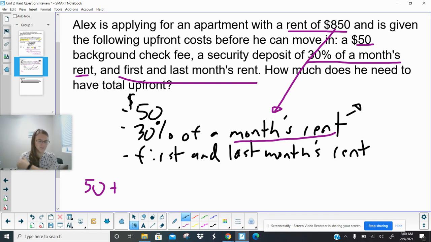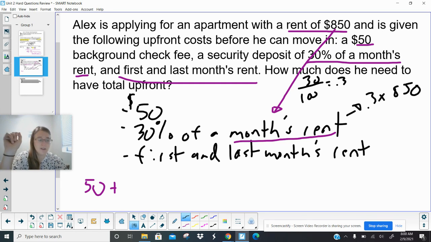Actually, I want you to go ahead and try it. 30% of 850. What should that be? Guys, again, we really should have down how to work with percents by now. 0.3 times 850. That is 30% of 850. 0.3 times 850 is 255. So this is the security deposit. This is 30% of 1 month's rent.